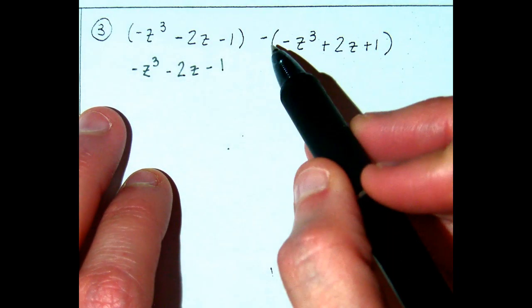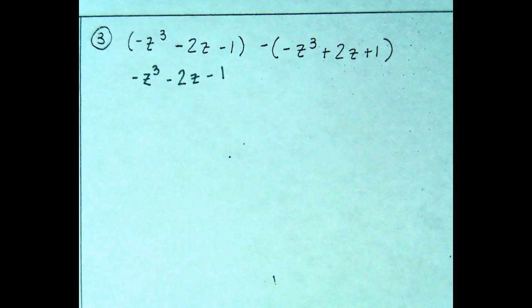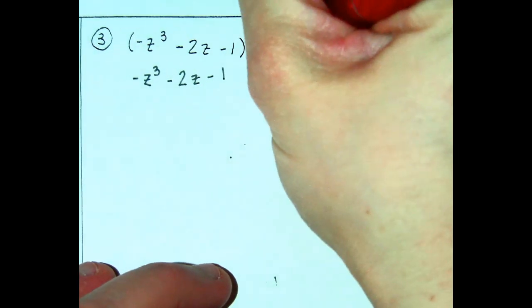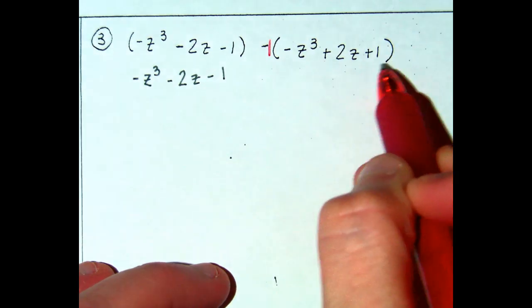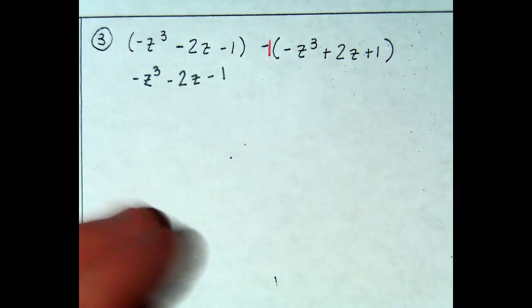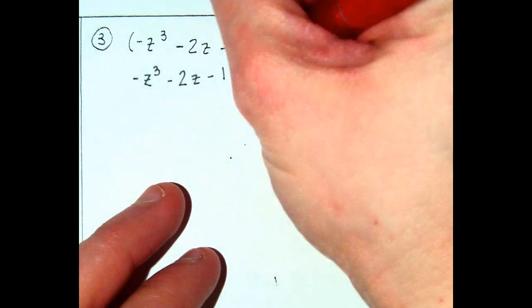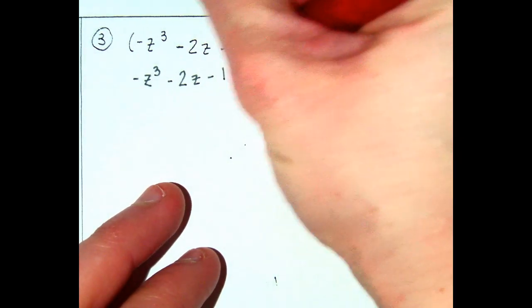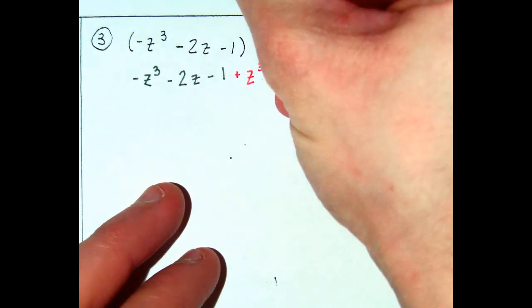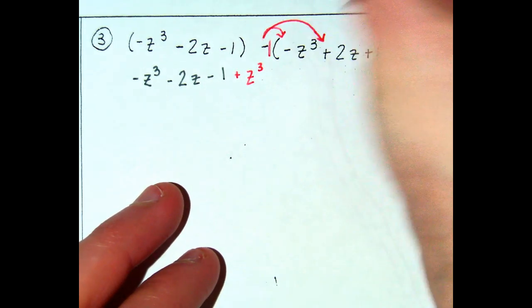All right, is there something in front of this set of parentheses? What is it? Negative 1. Some of you are getting to the point where you realize I can just change all the signs instead of having to write distribute, but you get to decide. So this becomes what? Z to the third. Yeah, plus z to the third. All right, negative 1 times 2z.